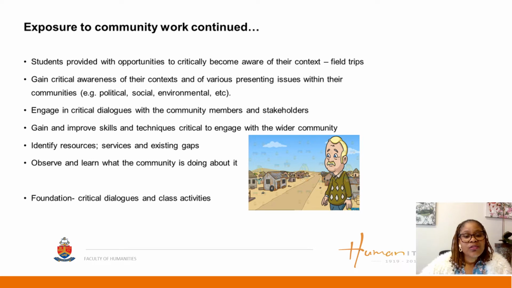This further enables students to engage in critical dialogues with community members and stakeholders to gain and further improve skills and techniques that are critical to engage with the wider community, to identify resources, services, and existing gaps in service delivery, to observe and learn what the community is doing about the identified issues. Now, all of these aspects form a very important foundation for critical dialogues and community work class activities.